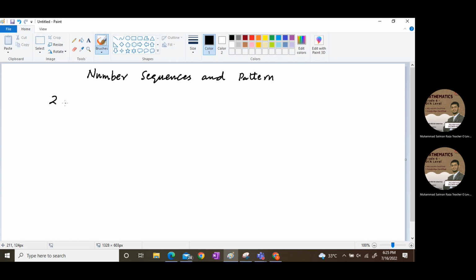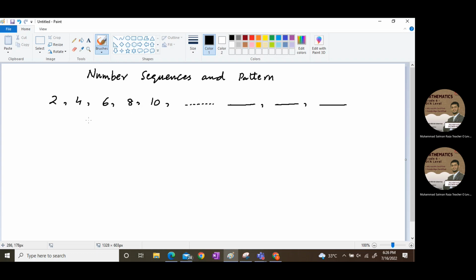Suppose you have a sequence like 2, 4, 6, 8, 10, and it's going on, and someone asks you to write the next three numbers of it. So you can see that the difference in all these numbers is the same. Like 2 is becoming 4, so when I add 2 and 2, it makes 4. So 4 plus 2 is 6, 6 plus 2 is 8, 8 plus 2 is 10. So the common difference between them is 2.